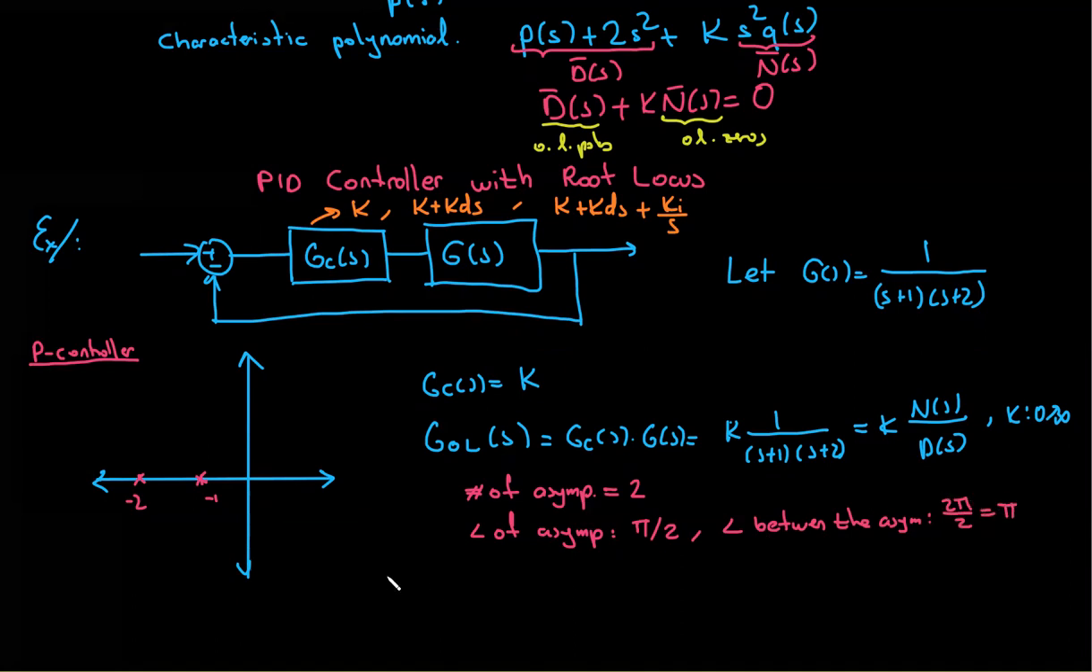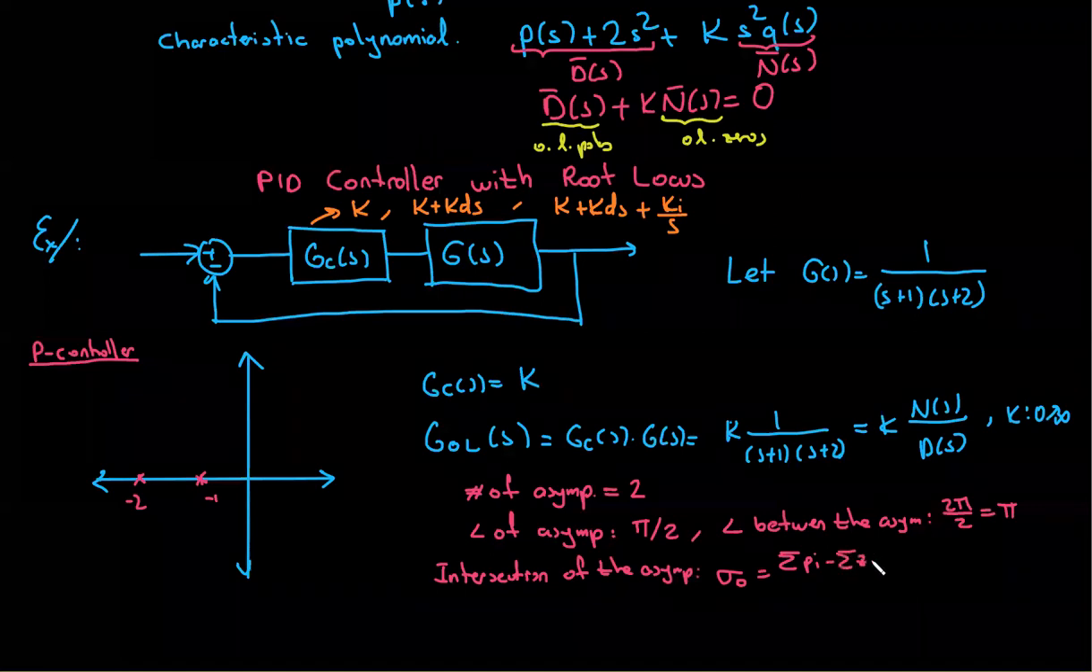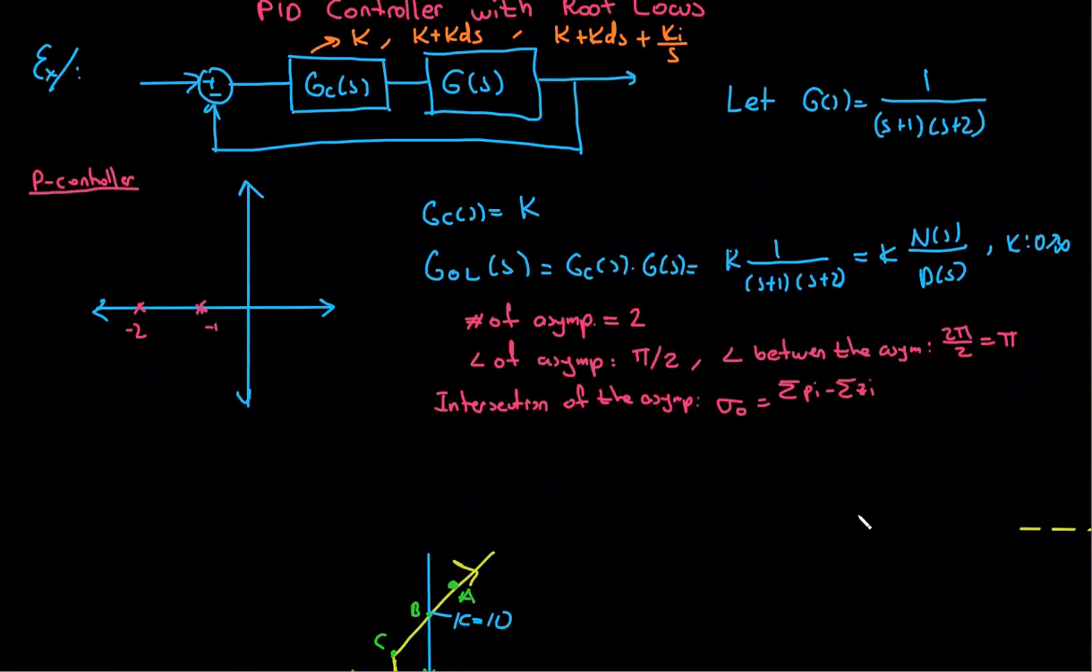Okay. How about the intersection of the asymptotes with the real axis? So what is the intersection of the asymptotes? That is equal to the summation of poles minus the summation of zeros.